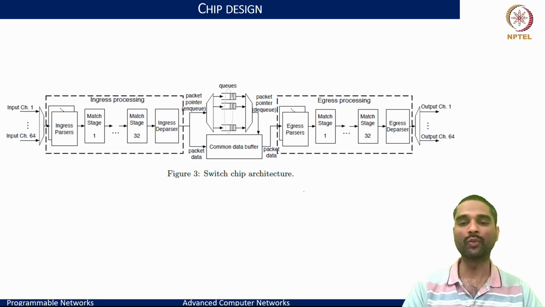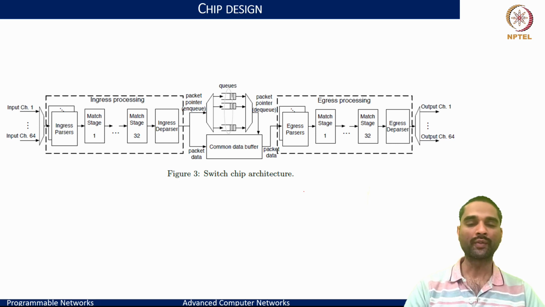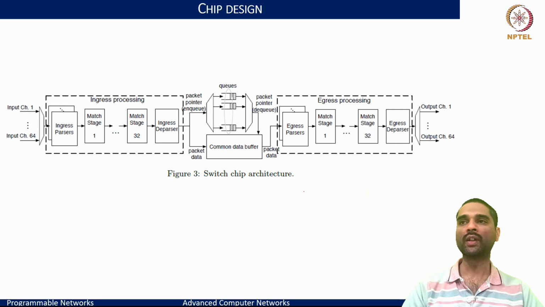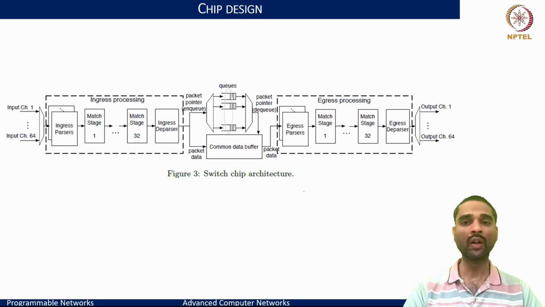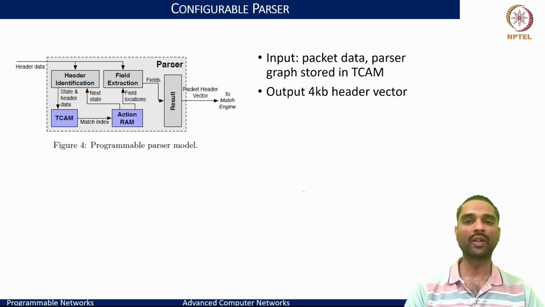Otherwise, we'll not be able to distinguish what kinds of packets would be sent out on different ports. And thus, this kind of a chip design was achieved with different hardware aspects of 10 gigabit NICs or 40 gigabit NICs with different 64 channels and so on. But let us try to see what are the major components here and their design aspects and understand the components. So first is the configurable parser.